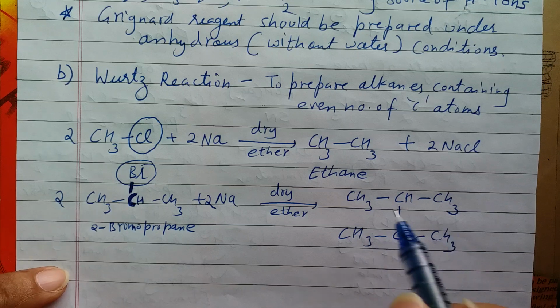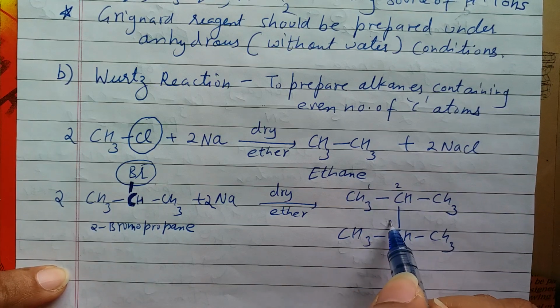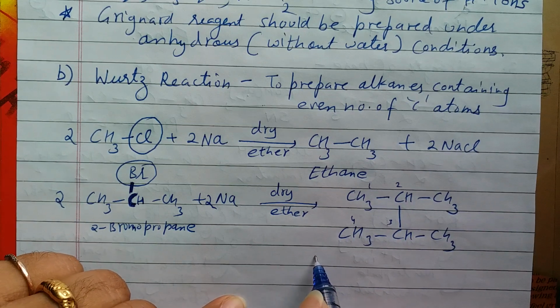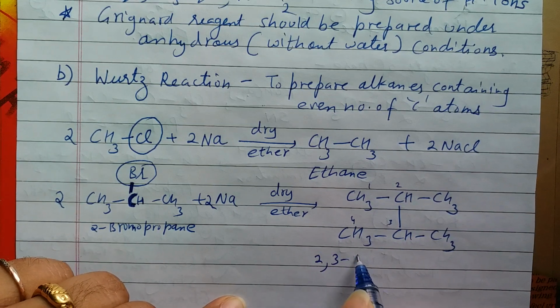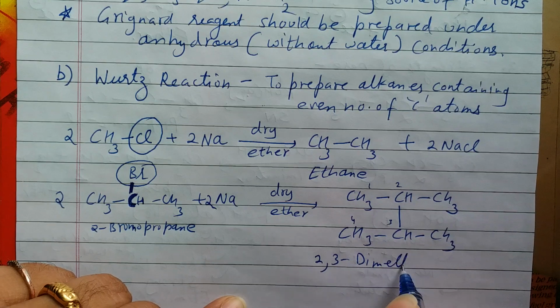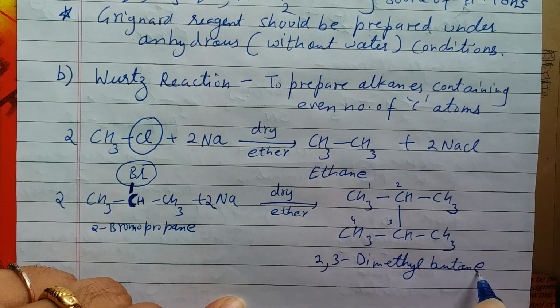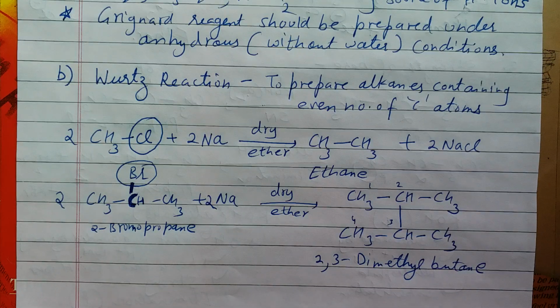And if you write the IUPAC name of this compound, the longest carbon chain is of 4 carbon atoms, and there are 2 methyls on the second and third position. So this is 2,3-dimethylbutane. 2,3-dimethylbutane will be the product formed. So keep this thing in mind.